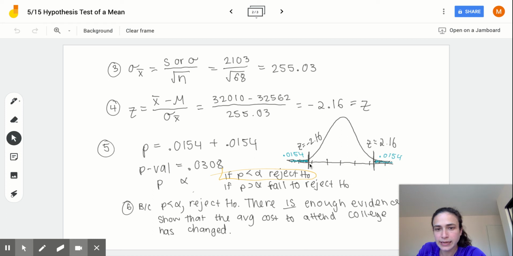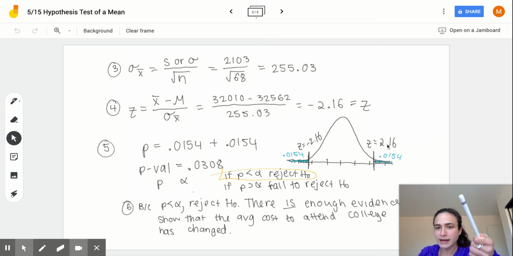I put that here because this is the mean right there, and then I went -1, -2, and a little bit further. So that's where I got that from. Okay, so that's the line, negative 2.16. Again, I started at the mean, and I went 2 standard deviations below, plus a little bit more for the 0.16. That's where the line goes.